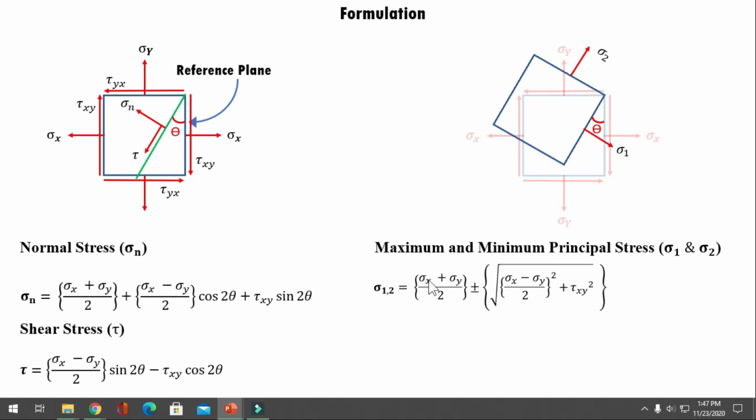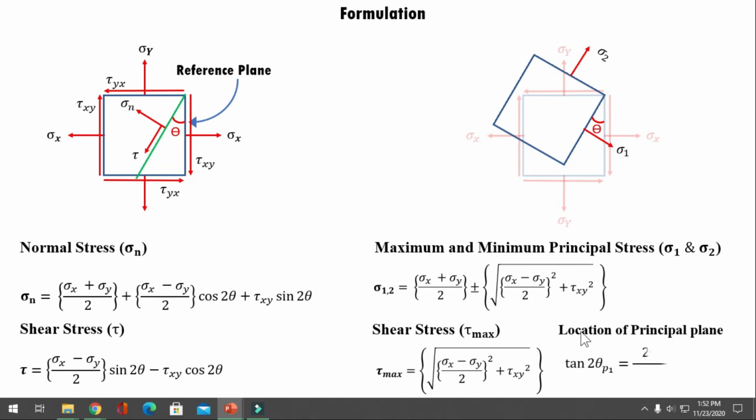So the representation is like this: (sigma x plus sigma y)/2 plus or minus the square root of ((sigma x minus sigma y)/2) squared plus tau xy squared. Definitely I am not getting any kind of shear stress over here, but there is a plane at a certain angle which gives me the maximum shear stress. So the value of tau maximum is the square root of ((sigma x minus sigma y)/2) squared plus tau xy squared.